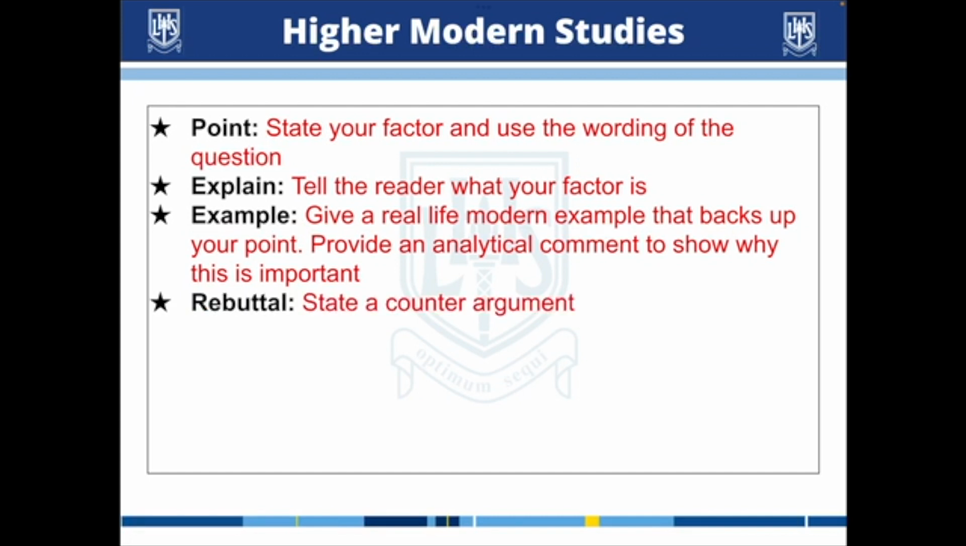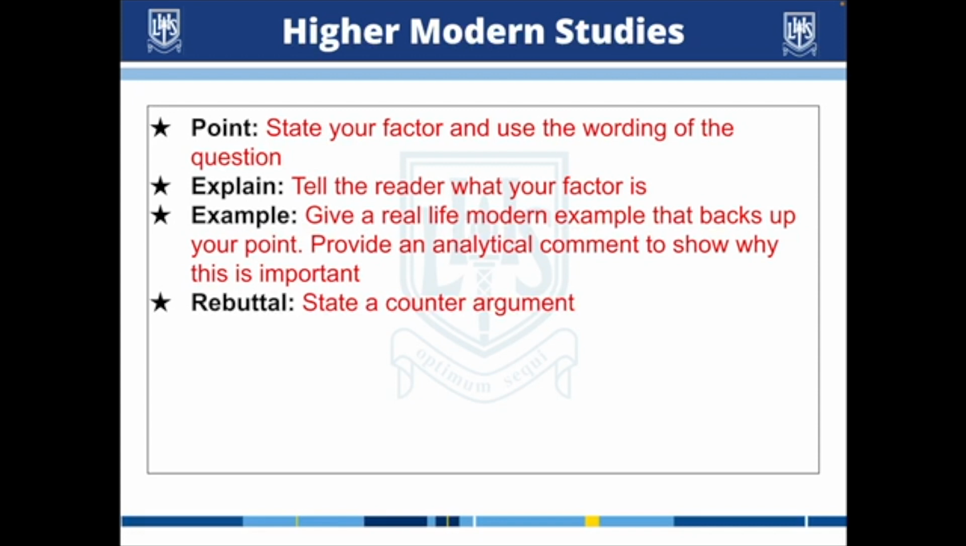Your example should always be followed by some sort of analytical comment. So this shows. Explain to me why you've used that statistic. Why does that statistic connect to your factor? Why does it matter? Is it significant? Is it insignificant? I really need to know these when I'm reading this because I need to know what you understand. And your analytical comment is your best chance to show me that you grasp the content.